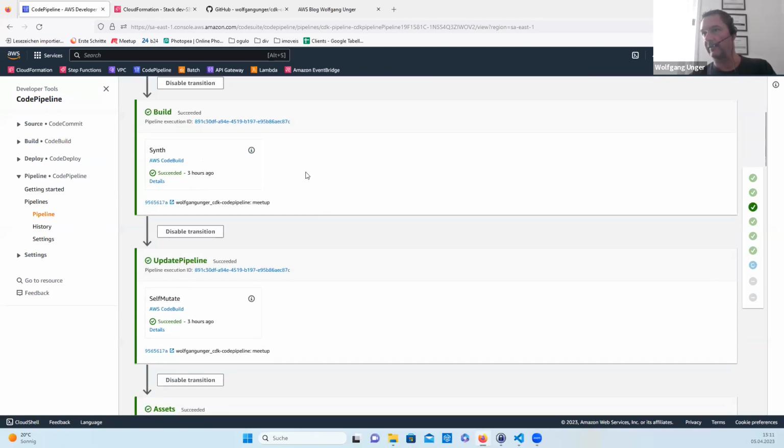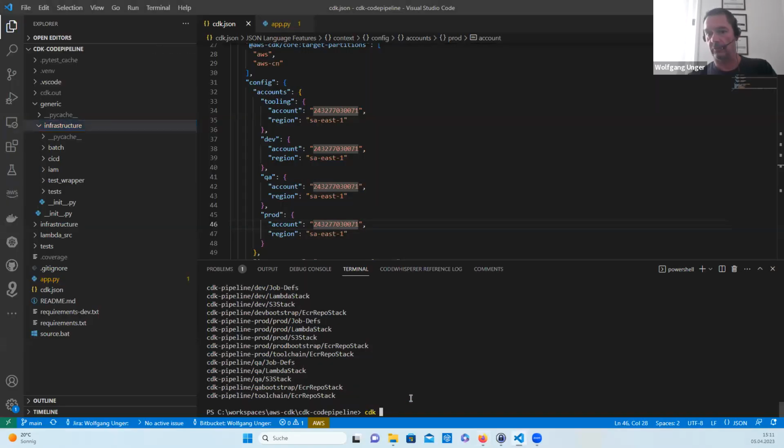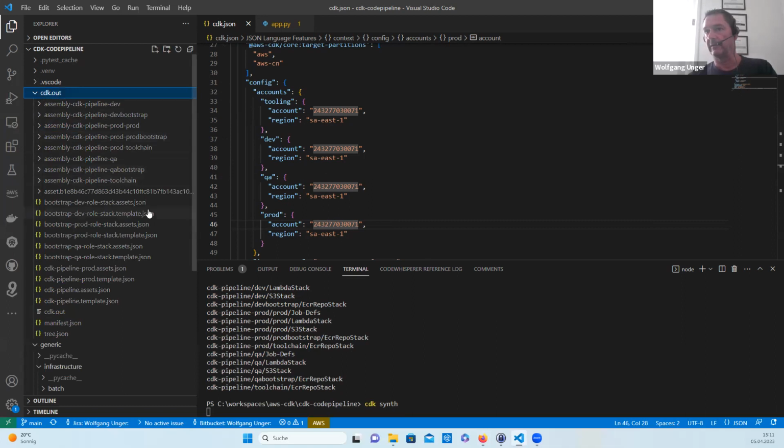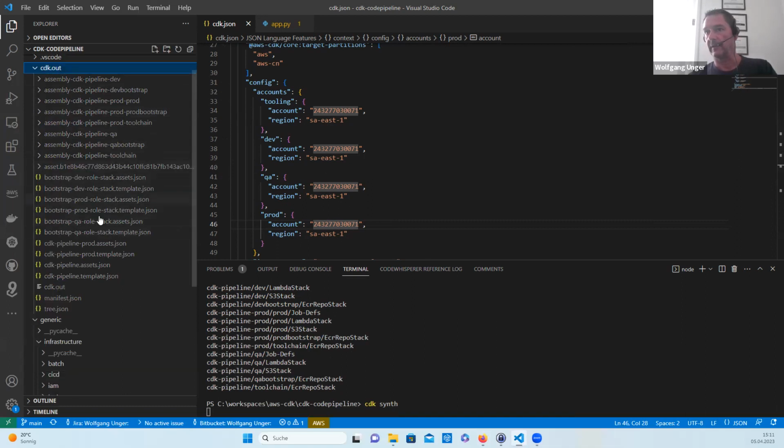This is actually doing the synthesizing commands, which you normally would do if you had no pipeline. You do a CDK synth, right? And this is checking the syntax of all your CDK classes, and this is also really generating the CloudFormation files, which are here in the CDK out folder.